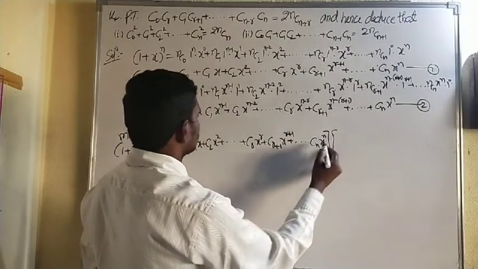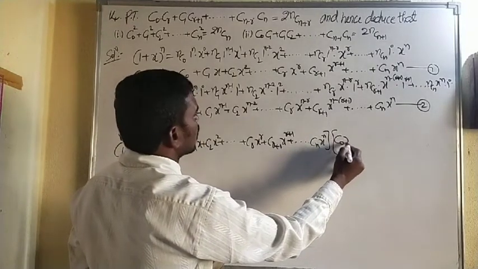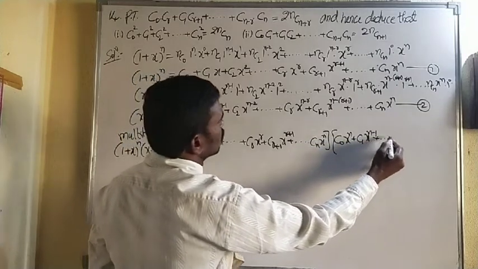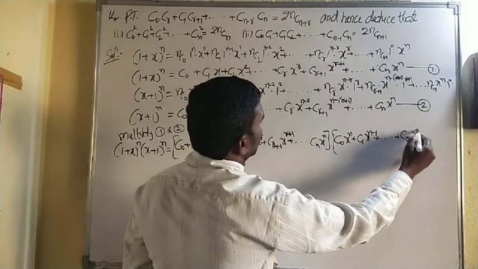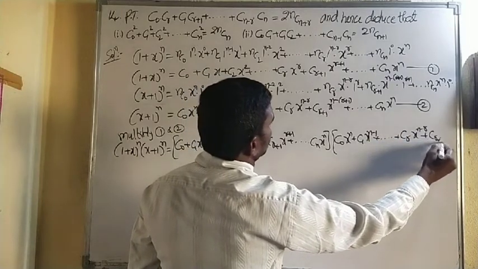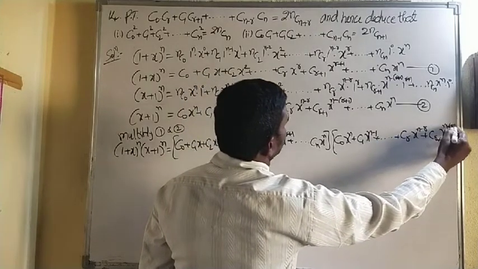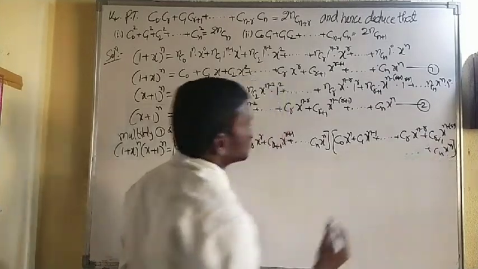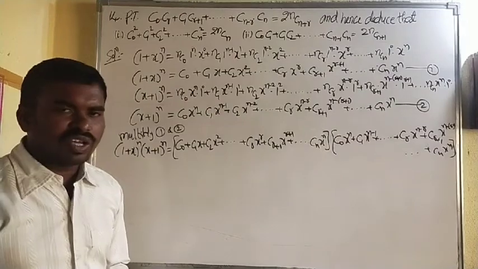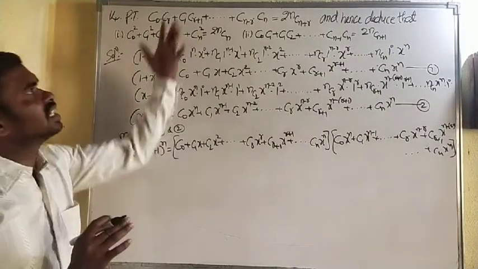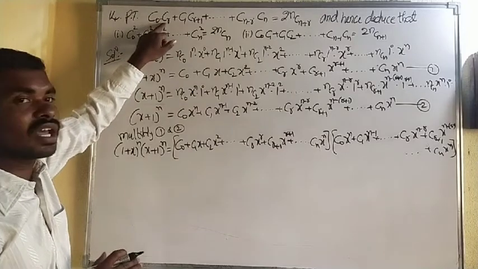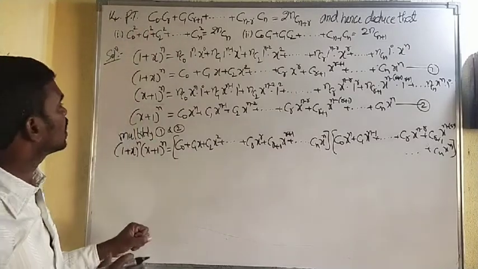c0 x^n plus c1 x^(n-1) plus so and so cr x^(n-r) plus c(r+1) x^(n-r-1) plus cn x^n so and so. So this is the multiplication. Now observe, here generally we can observe and write the answer. See, we should get the c0 into cr term. When do we get the c0 into cr term?